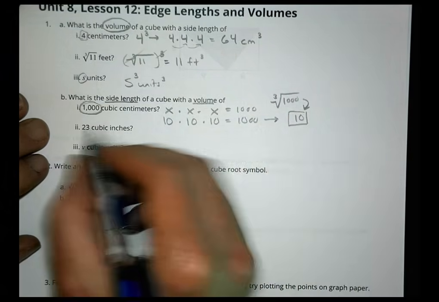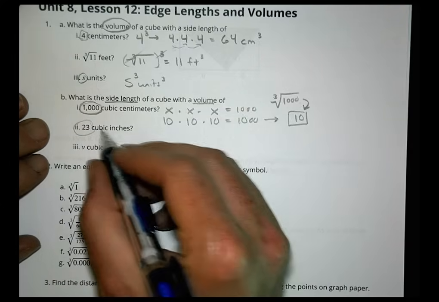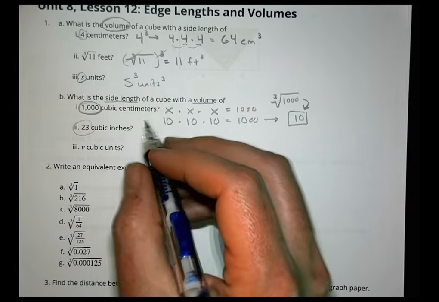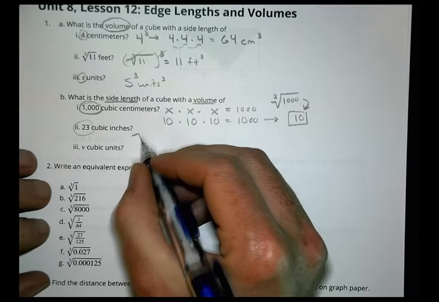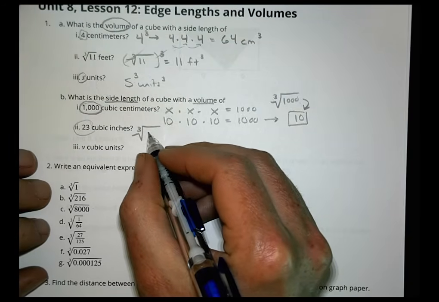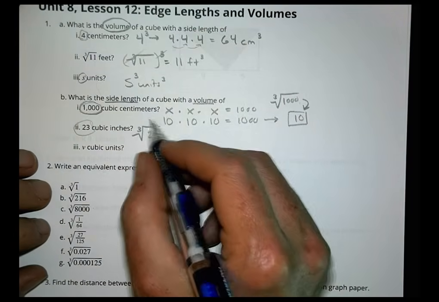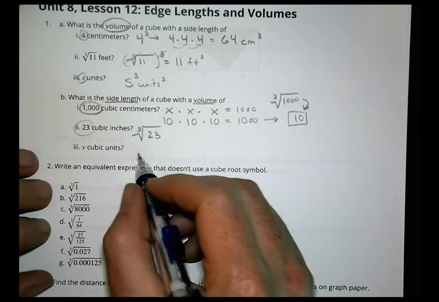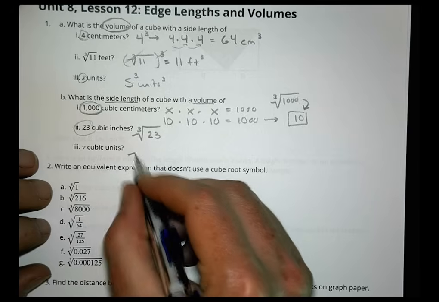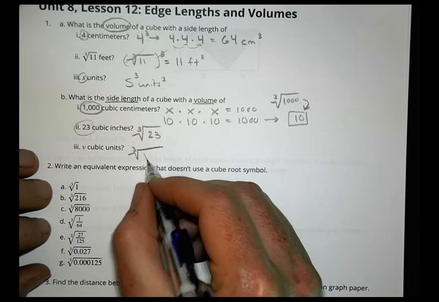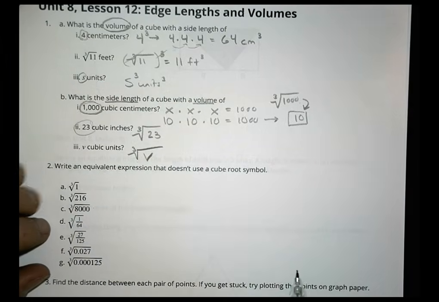I'm showing you that real quick because that's how you solve this one. The cubic inches is this, which means that the side length is going to be the cube root of 23. Does it have a value that I know? Nope, not at all. So I just leave it just like that. And the last one here, it's the cube root of v, for what we don't know in that case.